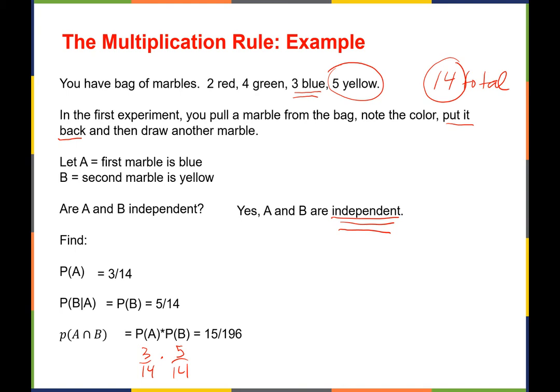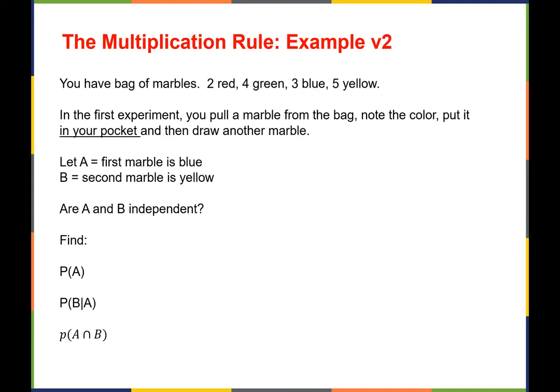That was an example of independent events that don't depend on each other. When A occurs, it doesn't change the probability of B, and vice versa. Let's do this example one more time. We have the same bag of marbles.